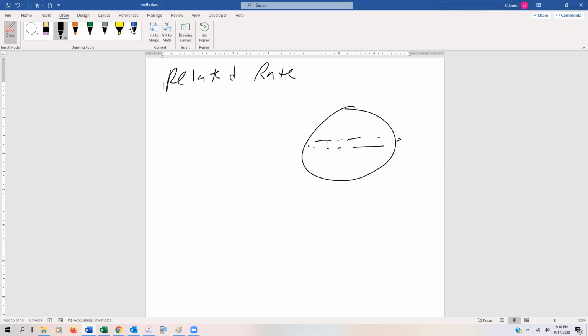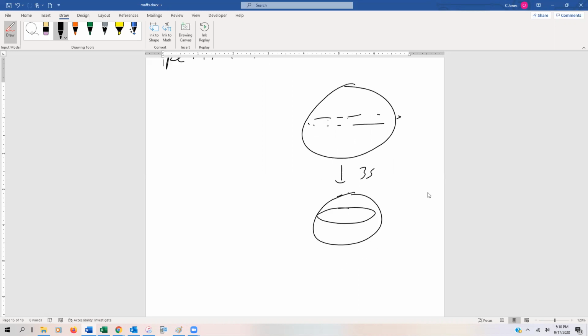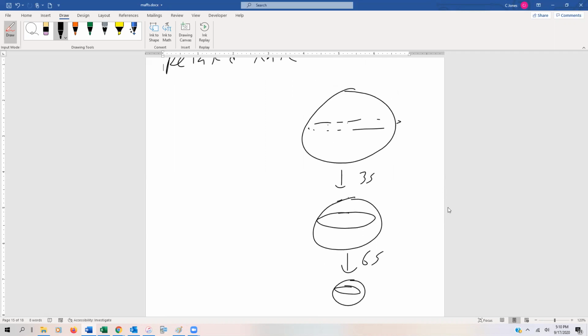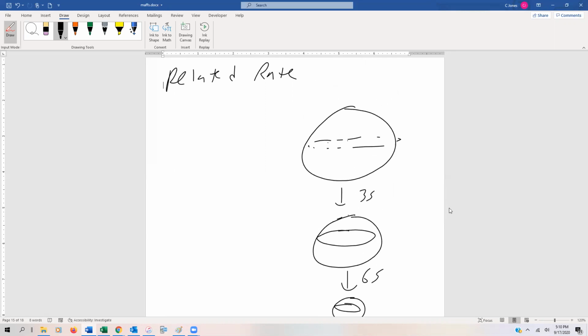I know this isn't a good example, but let's say for some reason we bring that snowball inside. Over time, let's say after 3 seconds, it's going to start melting a little bit, and it might look a little bit smaller. And then after 6 seconds, it's going to get even smaller than that. Eventually it's just going to keep decreasing. So that's the idea of what a related rate is.